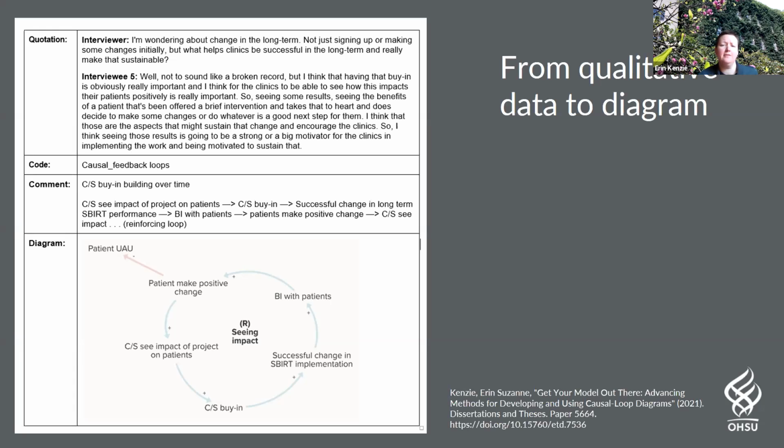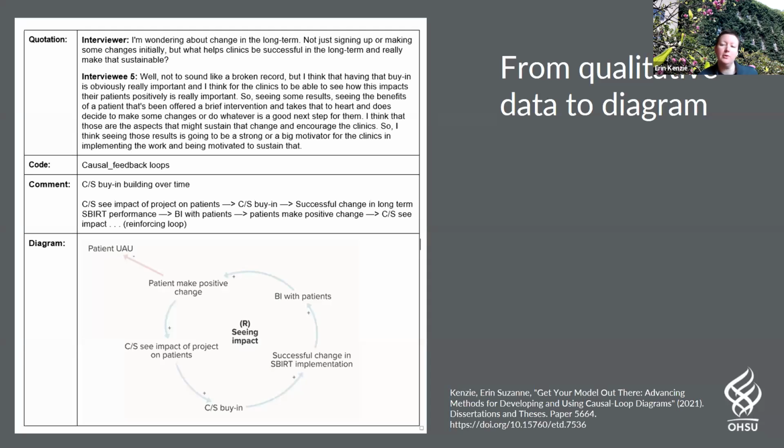In this quote, a practice facilitator is talking about how when clinicians and clinic staff see patients making positive changes as a result of their improved SBIRT implementation, it can make them more motivated to engage in future improvement efforts. And so this is what we call a reinforcing feedback loop, when actions build on themselves. So we used Atlas TI to assign a code indicating that there's a feedback loop, and then we inserted a comment with some notes about what those relationships might be.